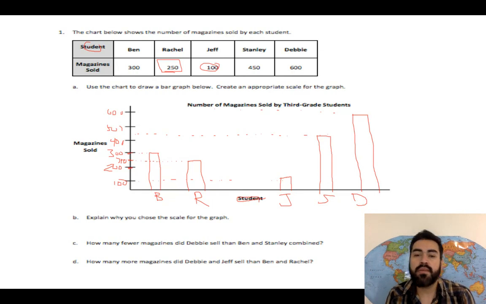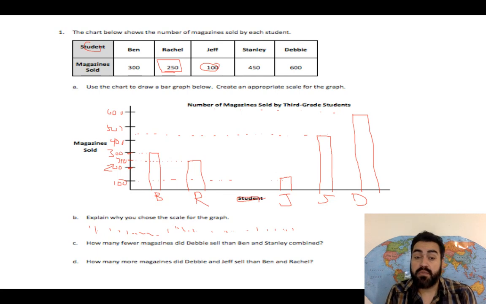Once I have my bar graph, I go ahead and start answering questions pertaining to it. So B, explain why you chose the scale of the graph. In complete sentences, I would explain why I chose this. For example: I chose the scale of skip counting by 100s because it allowed me to plot all of my data and still factor in the smallest and the largest number.